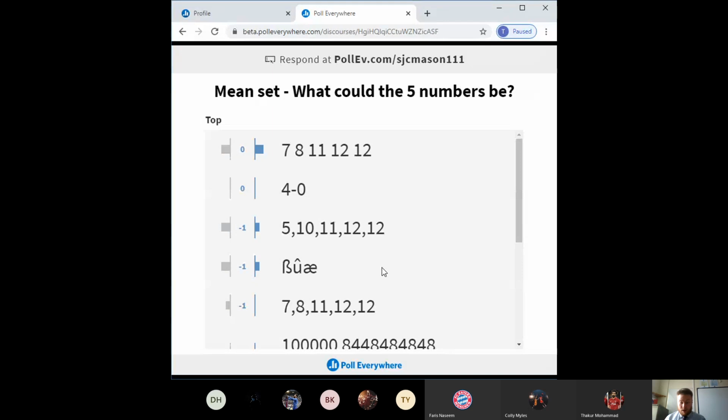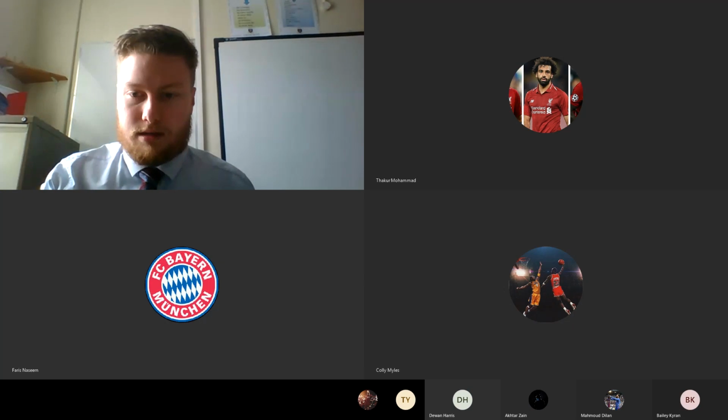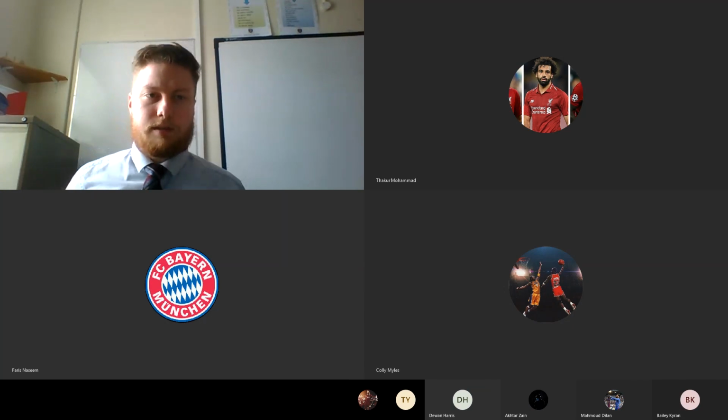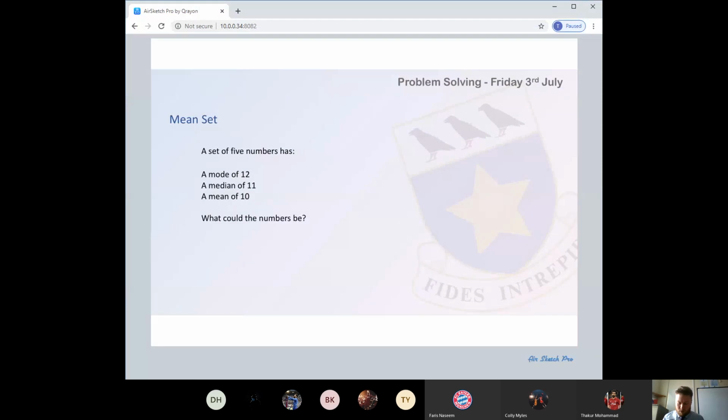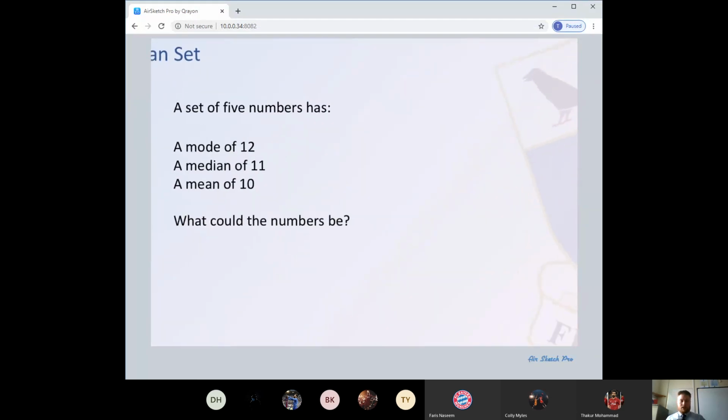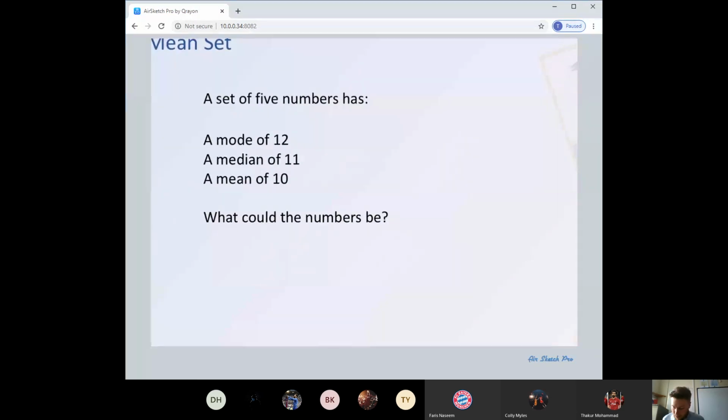So let's have a look at what we're actually doing for this question. I'm going to go and share the other screen. There we go. So what we're looking for is 5 numbers. So what I'm going to do is start with putting 5 dashes like this. Okay, so 5 possible numbers.